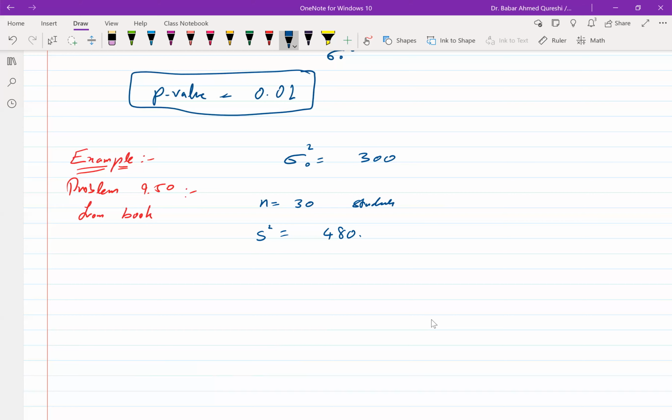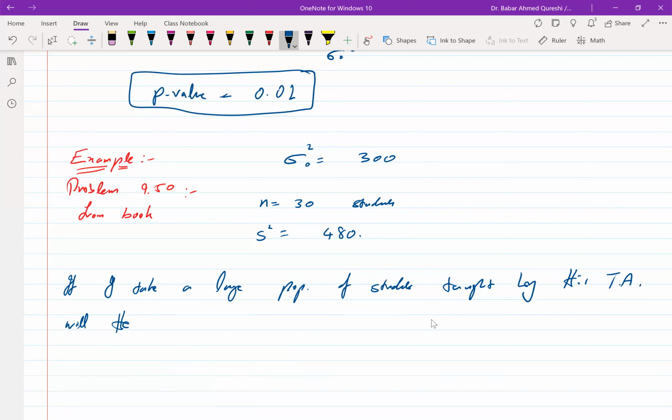Now they want to know, will all the students taught by this TA... So if I take a large population of students taught by this TA, will the population variance be sigma naught square equal to 300 or not?